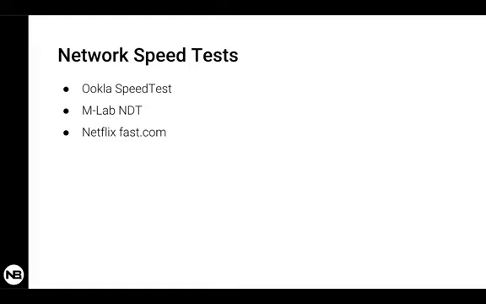One is the Ookla speed test, the one that everybody is probably most familiar with. If you go to speedtest.net, you'll find it there. The second one is the M-Lab NDT test. This is a little more niche type of test, but it's very similar to the Ookla speed test. And lastly, we're going to quickly cover the network test at fast.com.